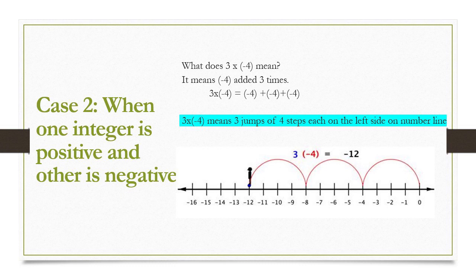Consider the second case when one integer is positive and the other integer is negative. What does 3 into minus 4 mean? It means minus 4 added 3 times. 3 into minus 4 can be written as minus 4 plus minus 4 plus minus 4. On the number line, it shows 3 jumps of 4 steps each on the left side, because 4 is negative, so on the left side of the number line. So we ultimately come at minus 12, so 3 into minus 4 is minus 12.